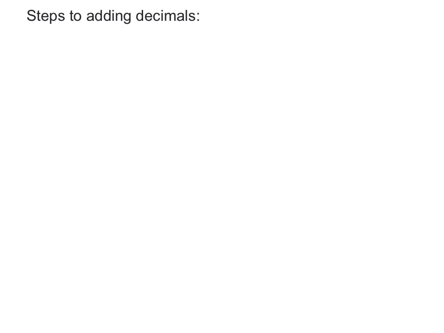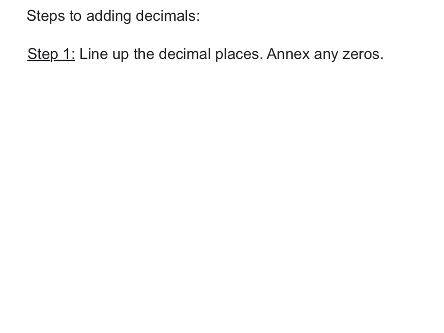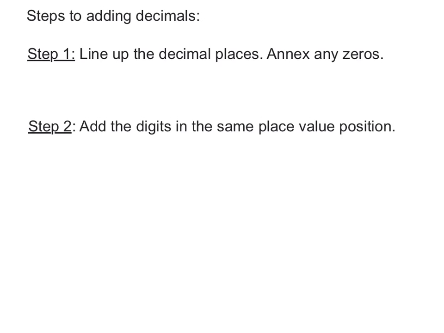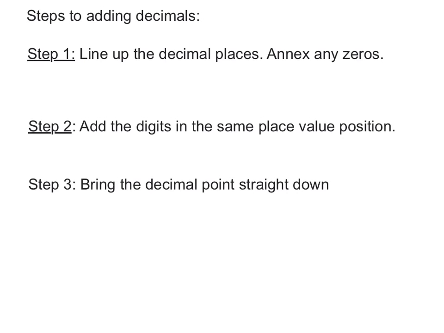Let's write down the steps to adding a decimal, and then we will do several examples together. Step 1. Line up the decimal places, annex any zeros. Annex means to add. Step 2. Add the digits in the same place value position. Step 3. Bring the decimal point straight down.